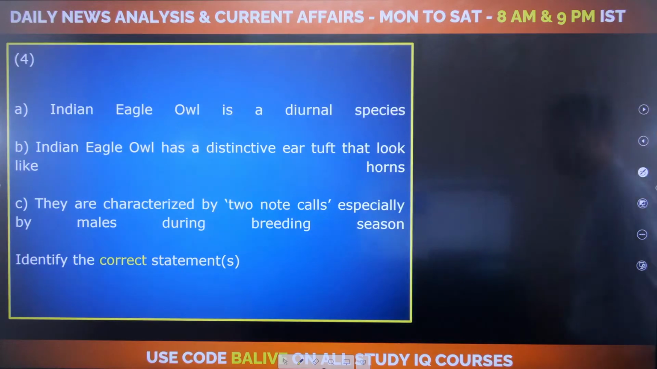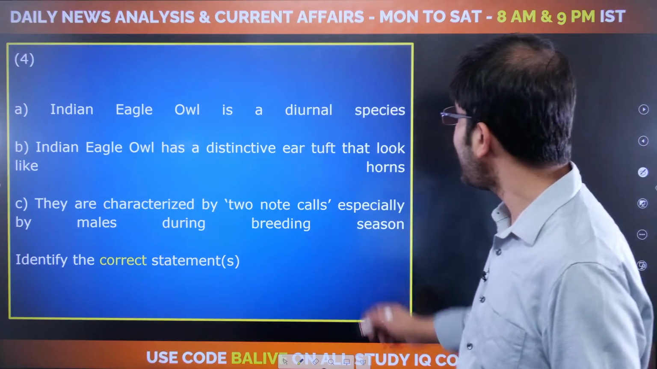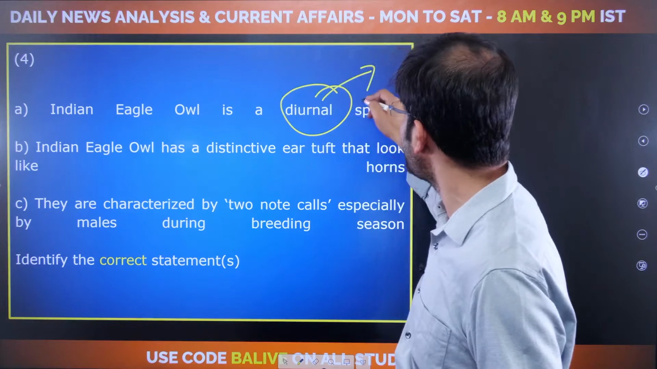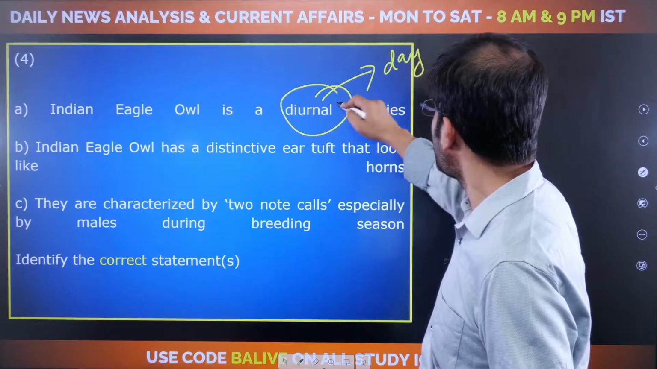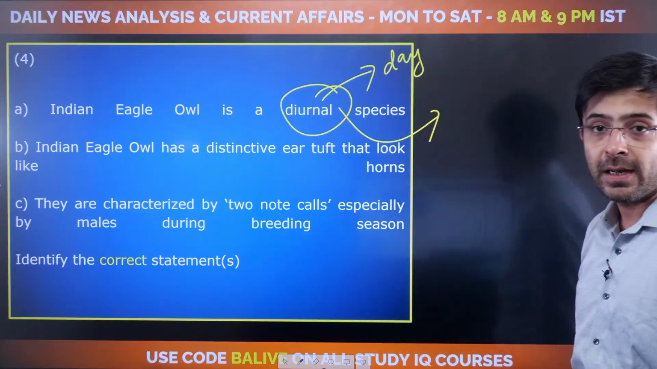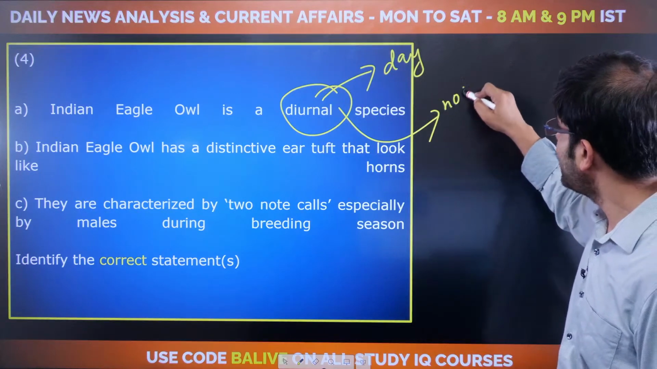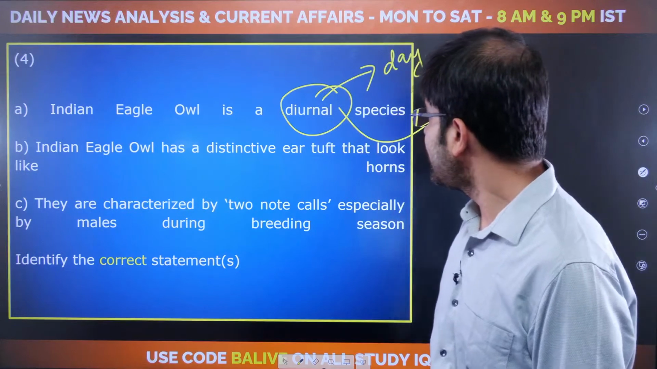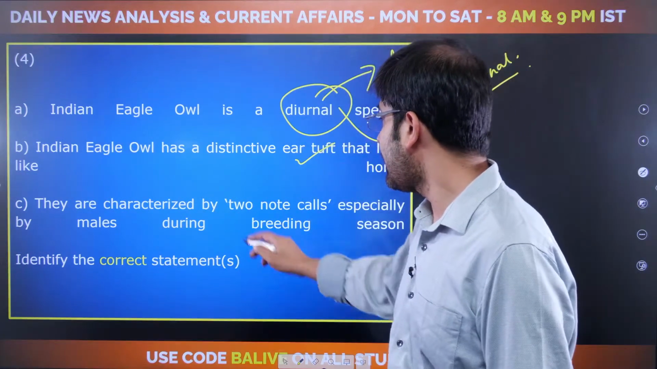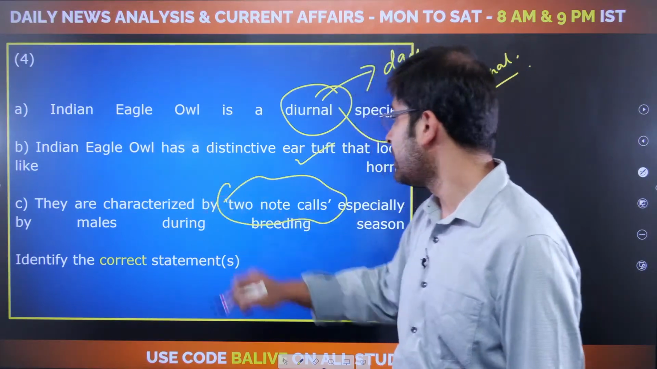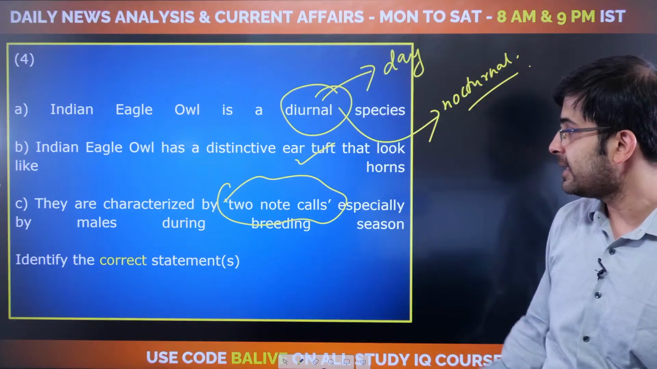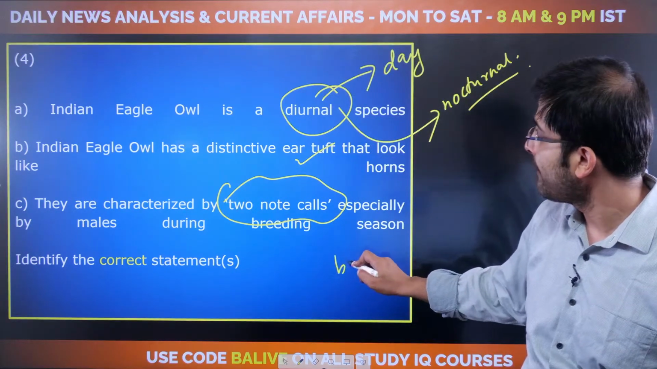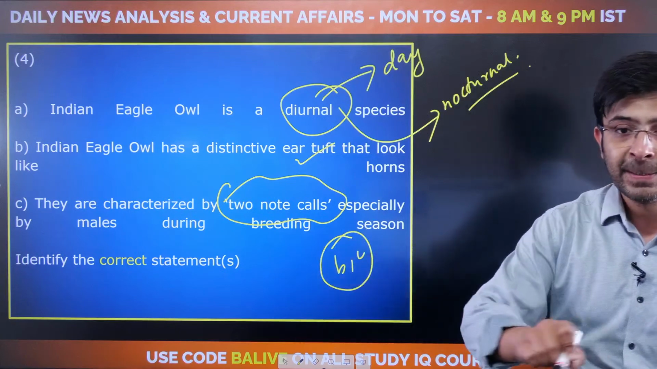All right, let's look at the next one. Indian eagle owl is a diurnal species. Well, a diurnal one is one that is in daytime, whereas a nocturnal one is during night time. So you find that the eagle owl is a nocturnal species, in fact. All right. It has a distinctive ear tuft, correct. They are characterized by two-note calls, especially by the males during breeding season. The correct statements here being B and C. Fair enough.